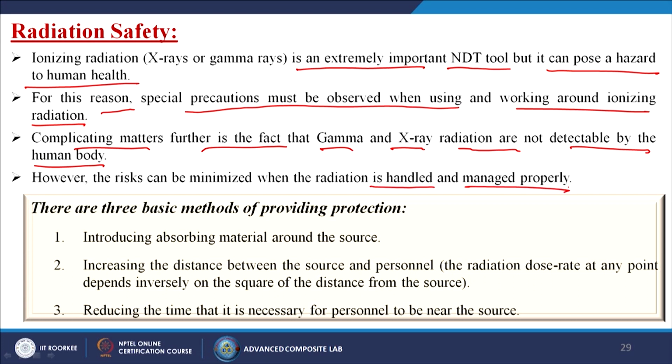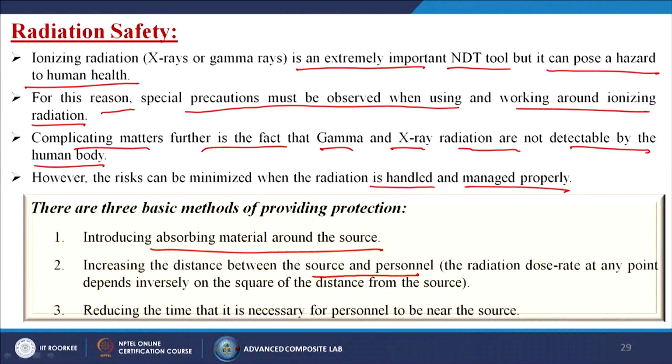There are three basic methods of providing protection. First, introducing absorbing materials around the source, because some electrons will not pass through the materials and will scatter or be reflected from the material itself. So, we have to take some kind of protection so that reflected electrons can be absorbed by some other material.